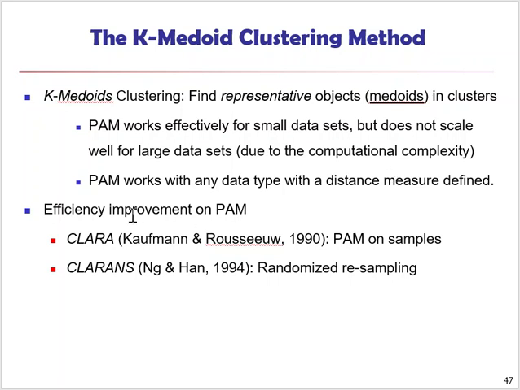So how can we improve PAM? We can use a sampling method. CLARA is a method to perform PAM on samples. CLARANS is a further improvement of CLARA that uses randomized resampling to improve the effectiveness of the samples.